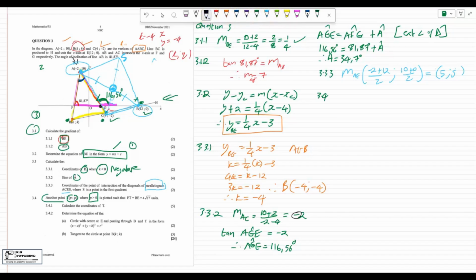It's going to be in quadrant 1. So let's just assume that T is here. We don't know, we just know that it's going to be (p, p), the coordinates. It's plotted such that ET is equal to BE. So wait, where is E? They're telling me that from E to that point T, this line is equal to B to E.